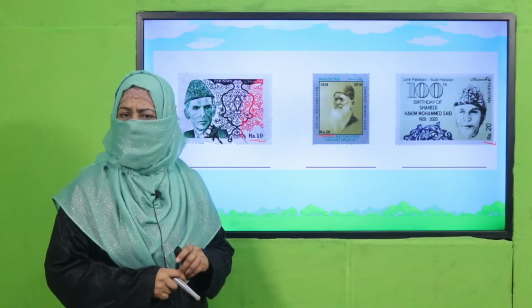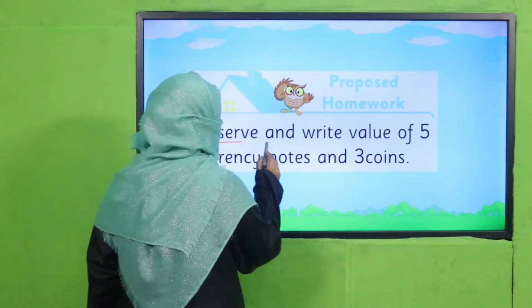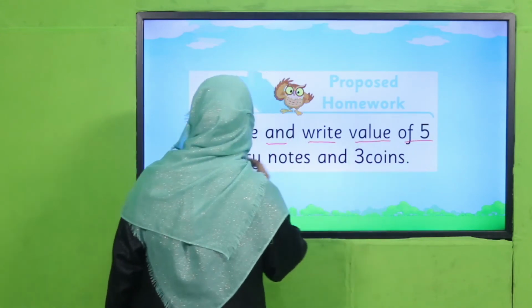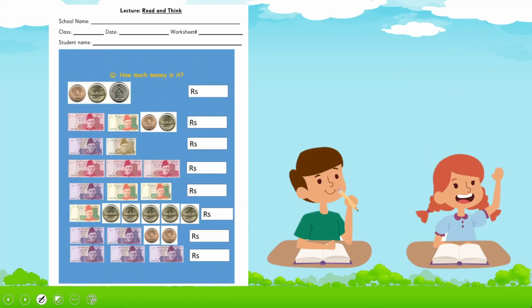Yes, my dear students, are you done with it? Good job. So it's time for your homework. You will observe and write value of 5 currency notes and 3 coins. This is your homework. And my dear fellow teachers, this worksheet, lesson plan, PowerPoint presentation links are given. You may click it, download it, and kindly provide printed worksheet to students for practice. And children, my dear students, what you are going to do, you will find how much money is it, okay? So in every row you will find and you will write it over here.